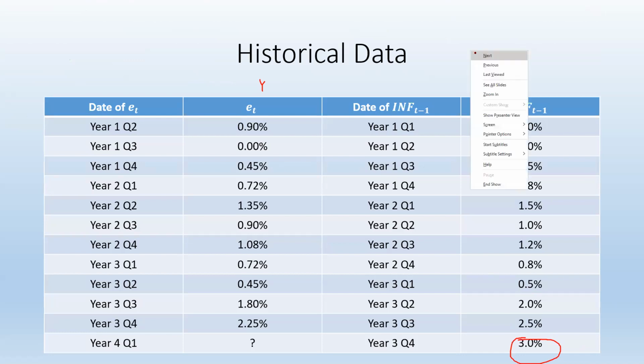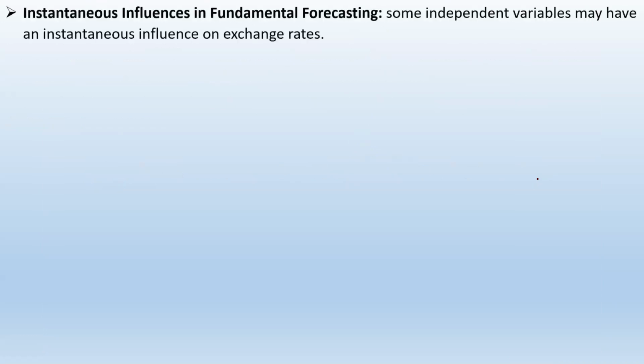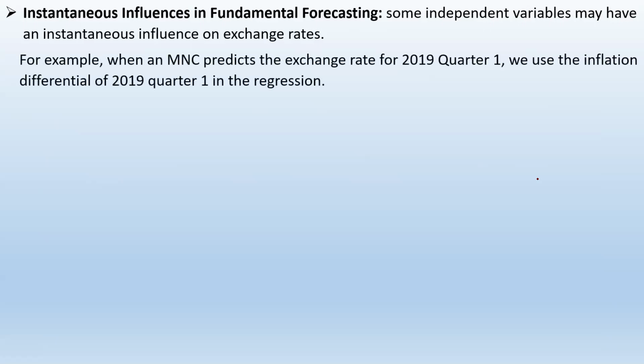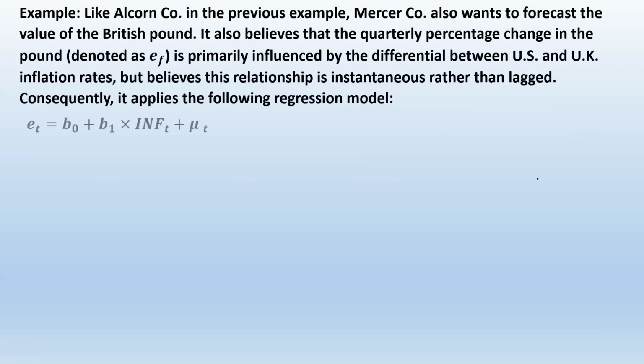So we insert this in our model here. This past quarter's inflation is 3%. We found out that the percentage change of the British pound exchange rate is 2.7%. Or we can use this so-called instantaneous inflation influence. That is, the current quarter's percentage change in the British pound exchange rate is determined by the current quarter's inflation differential.